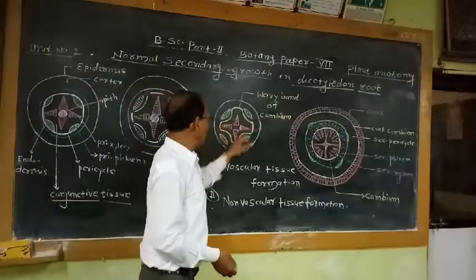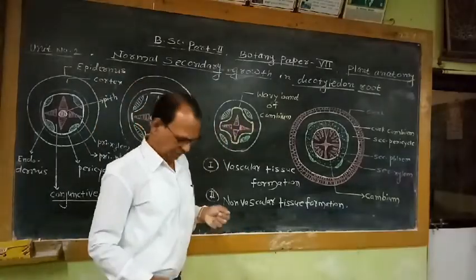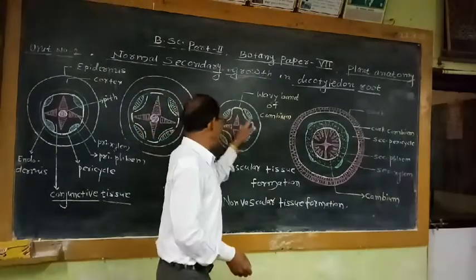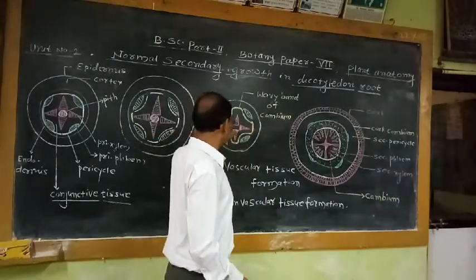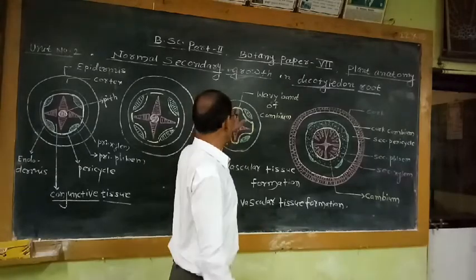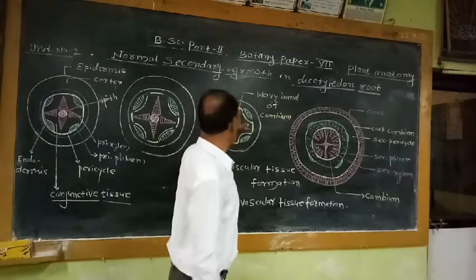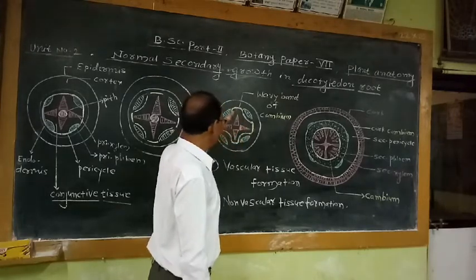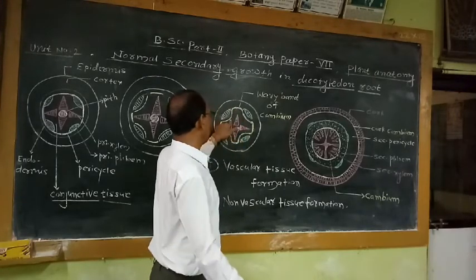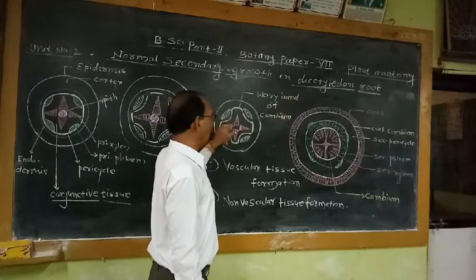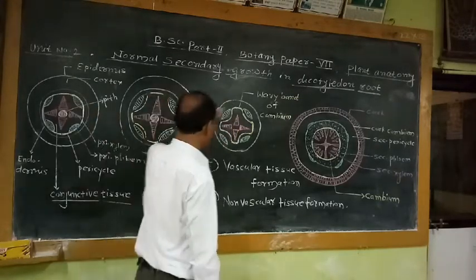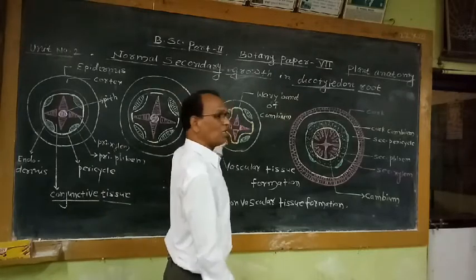The activity of this wavy band of cambium is uneven. What is the activity? Cell division activity. That means the cell division activity of cambium below the phloem bundle is more as compared to the cambium lying opposite to the xylem bundles. Due to this more activity of this cambium band below the phloem bundle, the primary phloem bundle, this green patch is the primary phloem, is pushed towards the periphery.